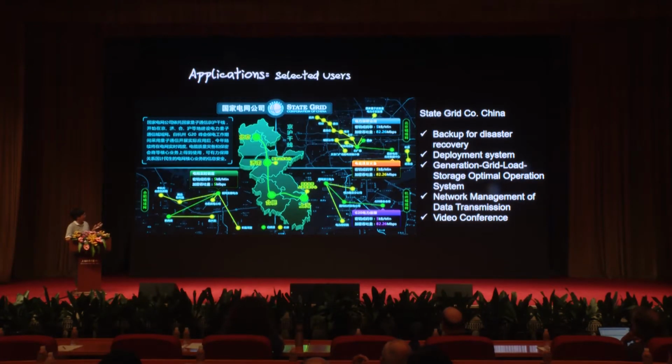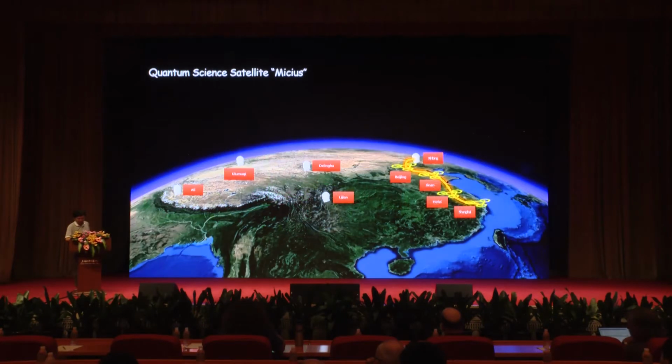And the next big group of users is the State Grid of China. You know, if this company was controlled, basically the whole country would be down. So it also has backup for disaster recovery, the development system, the general grid, load storage, and optimal operation systems running there. Actually, some banks are also starting to think about whether it's possible to apply this to blockchain, for instance. And the satellite I will skip.